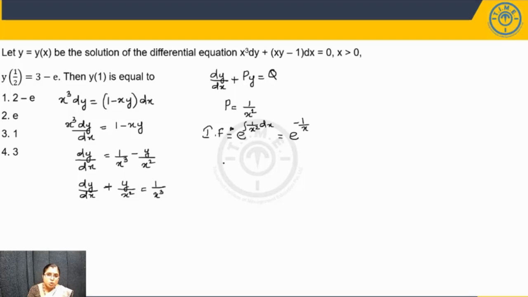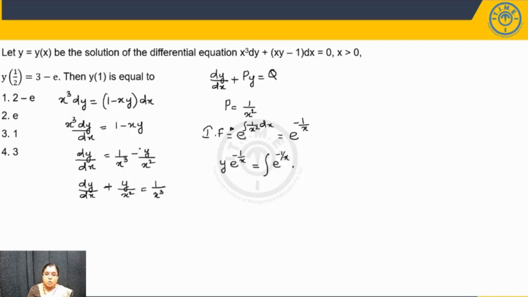This will be the required integrating factor. So what is the solution? You'll find the solution like this: y into the integrating factor, that is y into e raised to minus 1 by x, equal to integral of e raised to minus 1 by x into, what is the right hand side?